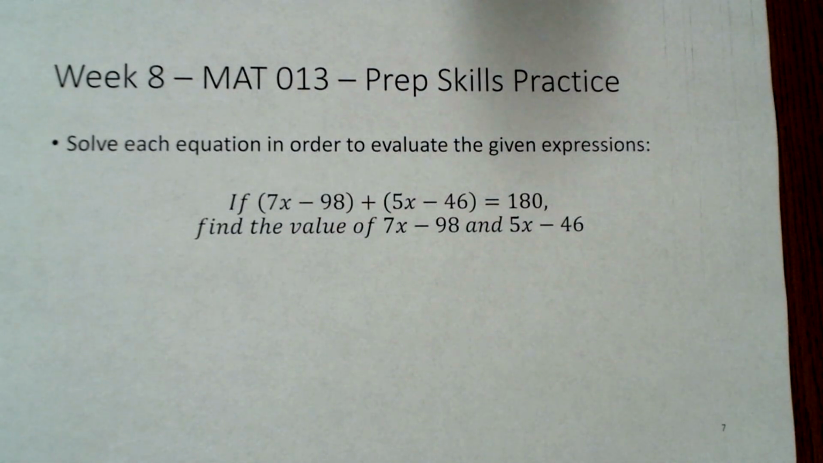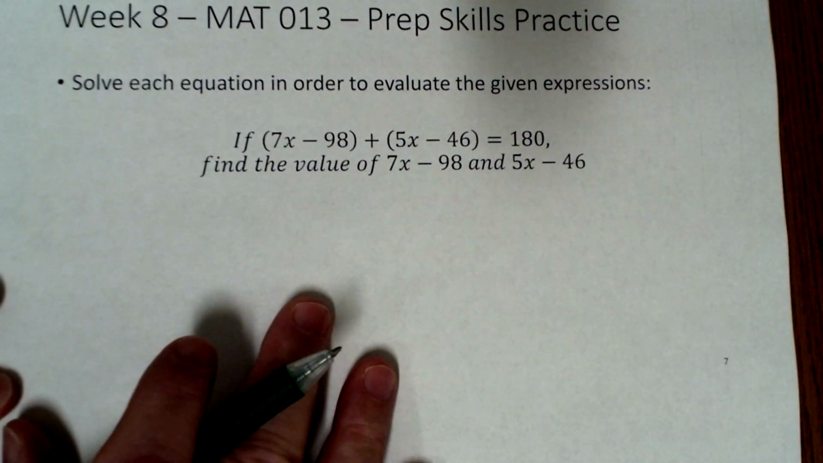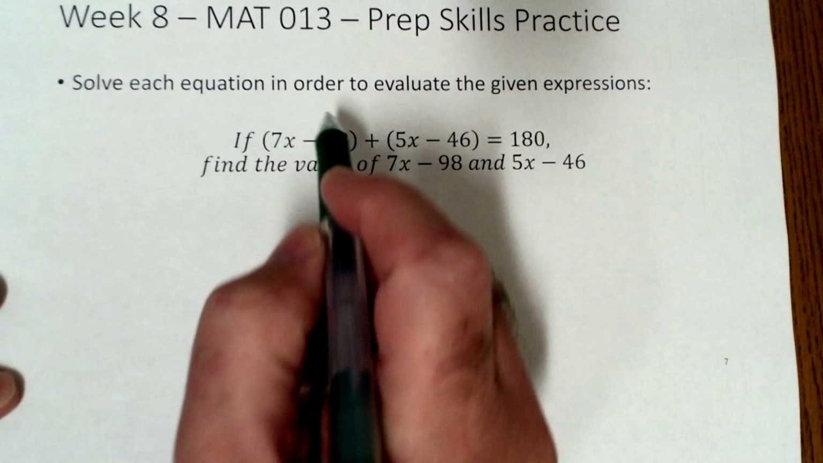So here we're going to look at these values, 7 times (x minus 98) plus the value 5 times (x minus 46) equals 180. So we're going to solve that linear equation. And then we're going to go back and find the value of each of those expressions in that linear equation. So we're going to do the same thing we did before. Let's try to keep it a little bit neater. Here we'll just do it up top.